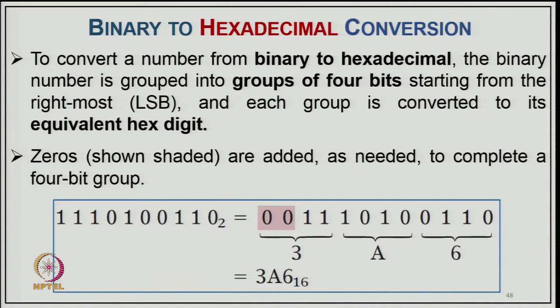And now we have the equivalents: 0 1 1 0 is equivalent to 6, 1 0 1 0 is equivalent to A in hexadecimal, and 0 0 1 1 is equivalent to 3 in hexadecimal. So, this number's hexadecimal equivalent is 3A6 at the base of 16, that is a hexadecimal number. This is the way we convert binary to hexadecimal.